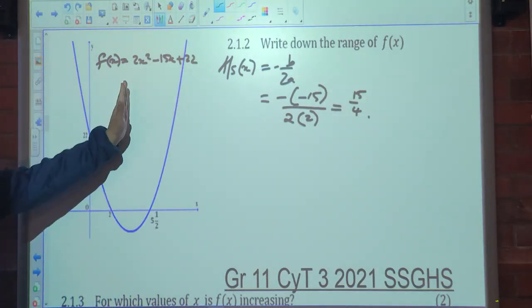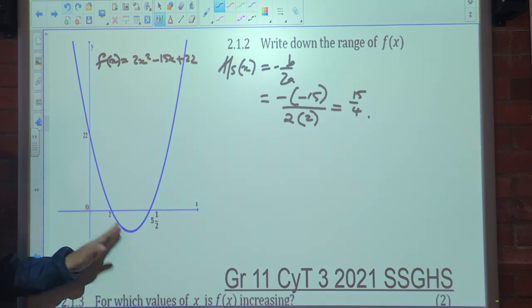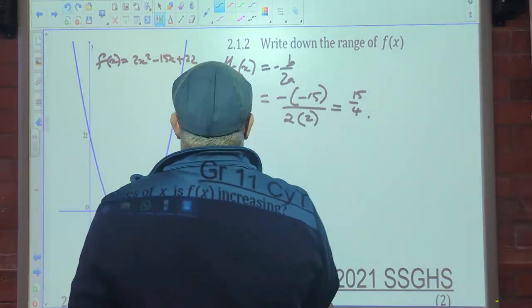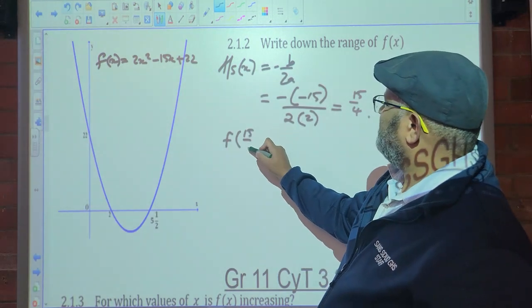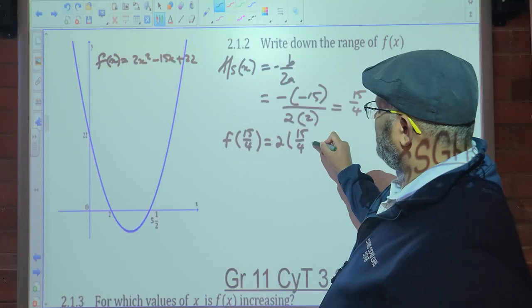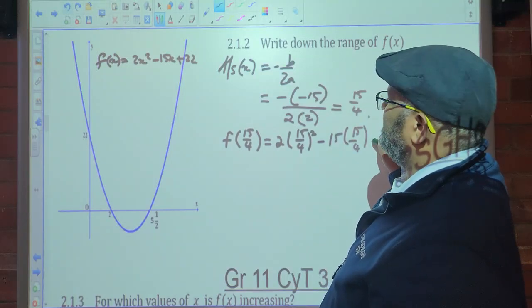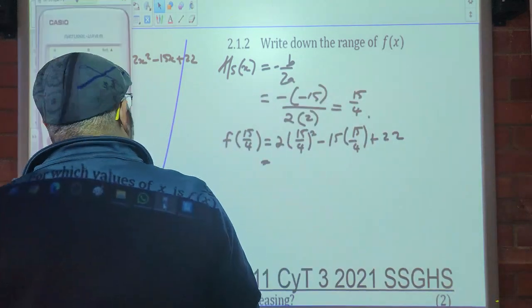Remember that the axis of symmetry is the line that's going to be symmetrical like a mirror. It will reflect on either side of the line the same. So what we do is we substitute that into f of x. So f of 15 over 4 equals 2 times (15 over 4) squared minus 15 times 15 over 4 plus 22. Plug it in the calculator, should be a negative value answer.